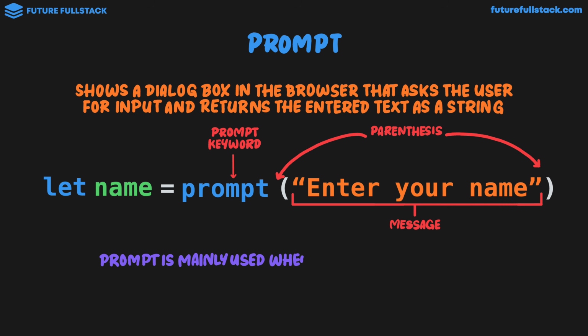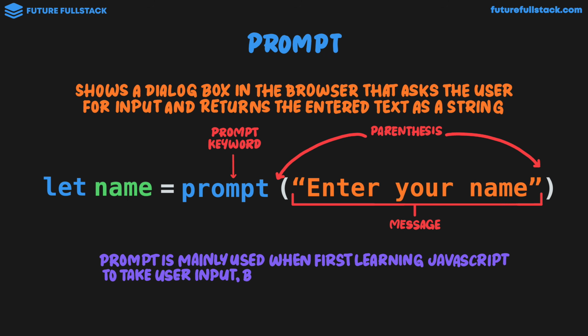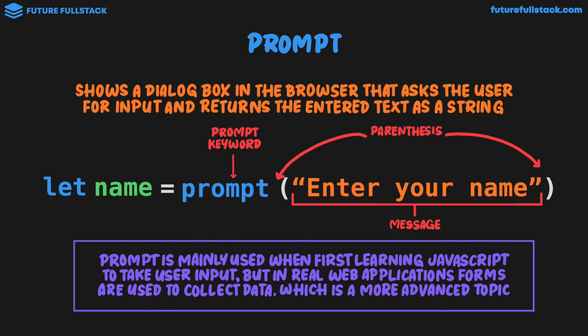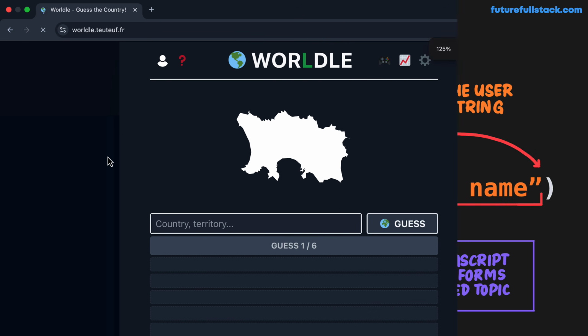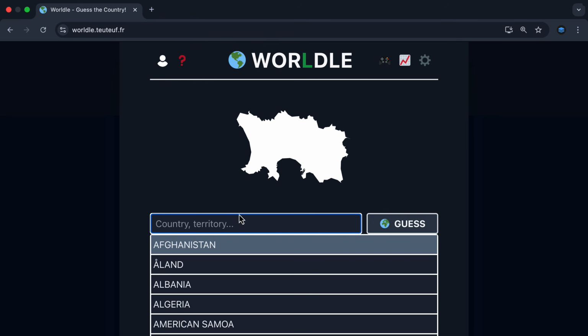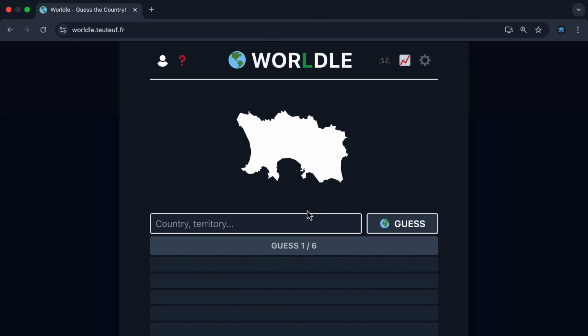Now, just a very important note on prompt. Prompt is mainly used when first learning JavaScript to take user input. But in real web applications, forms are used to collect data, which is a more advanced topic. So right now in our JavaScript journey, we will be using prompt as it's a nice, easy way to capture input from users. But you would never use this on a real-world web application. Data is always collected on the web page inside forms. For example, on my favorite internet game, the country we're guessing is not inside a dialog box. It's being entered in this form element on the page. So just a small note, we're going to be using prompt at the start, but as we move through the course and learn some more advanced topics, we will be capturing user input on the web page itself using forms.